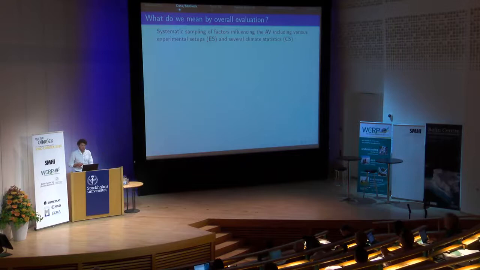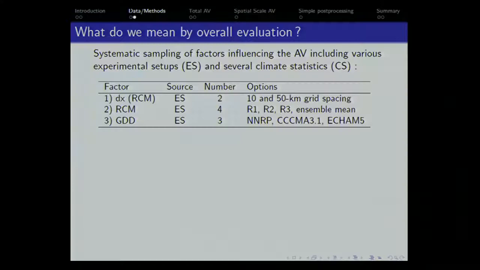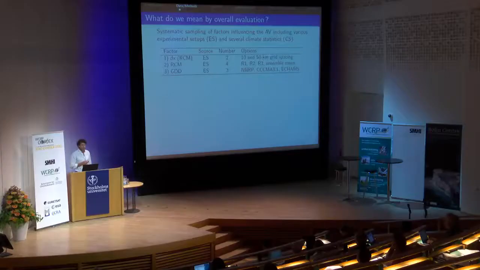And so what do we mean by overall evaluation? The idea is that we are going to sample systematically over different factors that influence the added value. We roughly separate these factors into two main types: those related to the experimental setup and those related to the calculation of statistics. For example, the added value is going to depend on the resolution jump between the driving data and the RCM, and in this particular ensemble we are considering two different resolutions, 10 kilometers and 50 kilometers. We are also considering three different models, which are three different versions of the WRF model, and we also calculate the ensemble mean from these three. Finally, we are driving all these simulations with three different driving data sets: one is the NCEP and Carver analysis, and two GCMs that correspond to the CMIP3 ensemble.